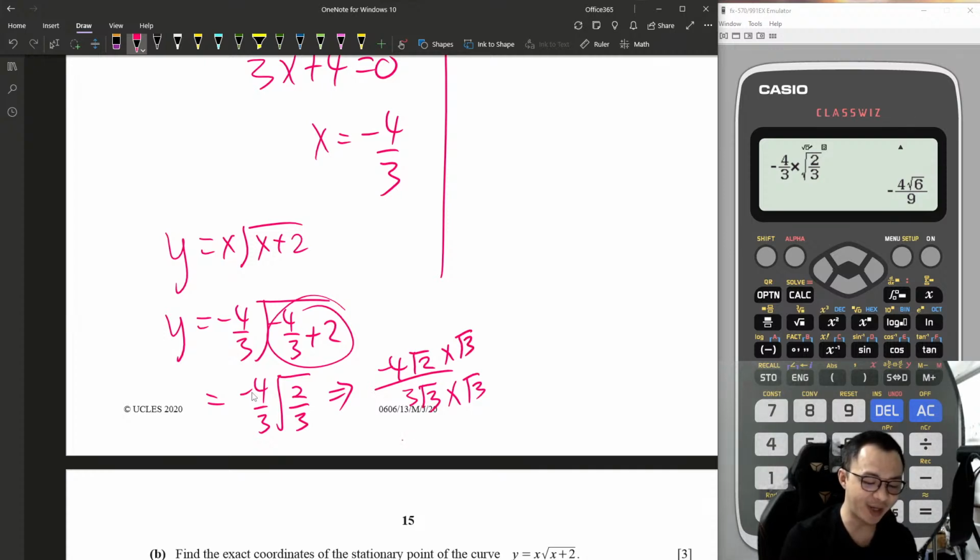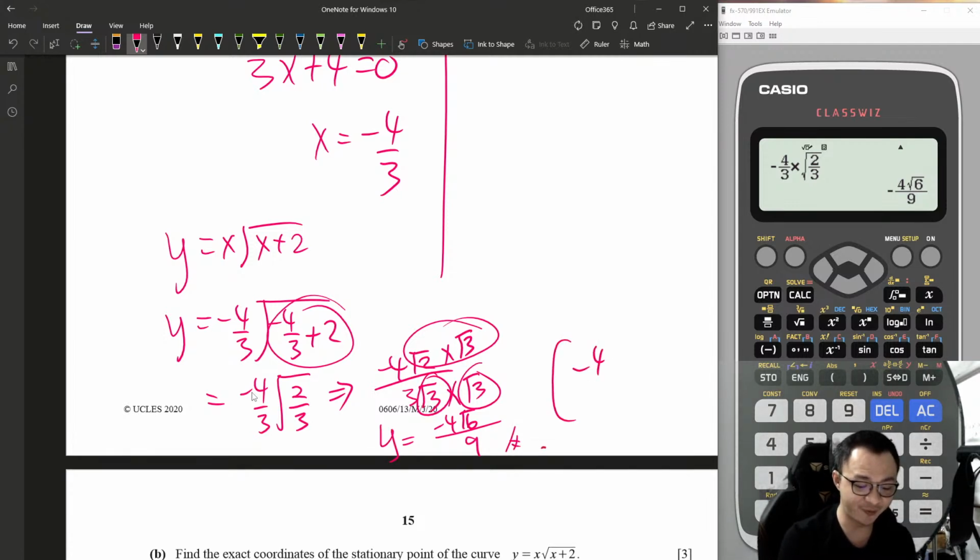So this is the reason why we will multiply by square root 3 over square root 3 here. We don't want any square root at the denominator. 3 times square root 3 times square root 3 is 3 times 3, which is 9. So this one multiplied is negative 4 root 6 over 9. So this is how the calculator tells you this y coordinate. Then your whole coordinate should be negative 4 over 3, negative 4 root 6 over 9. Okay, this is the stationary point.